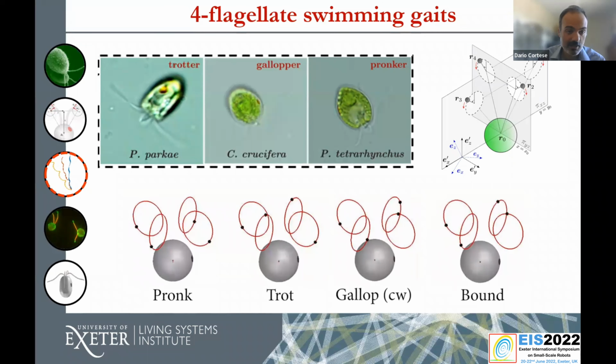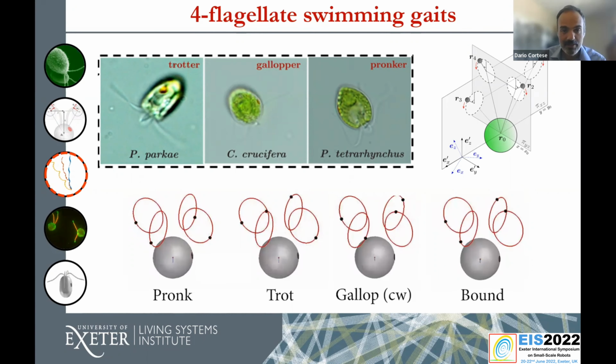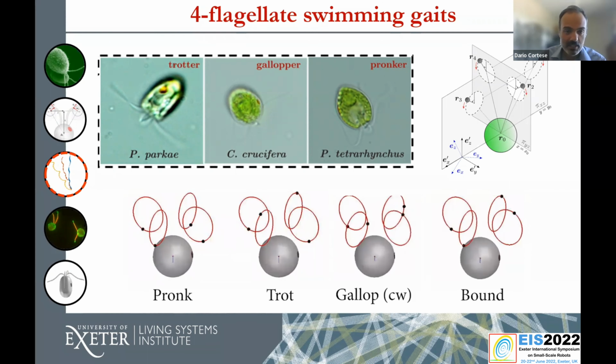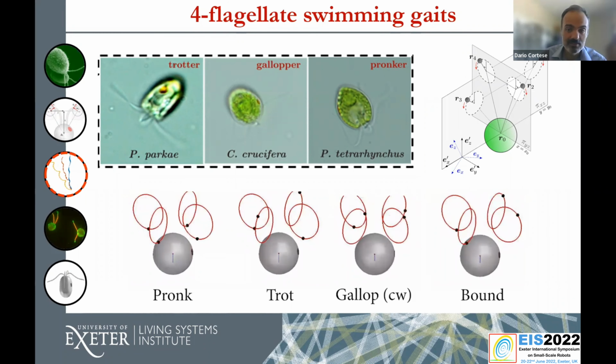So in terms of our model, that's here been extended to 4 flagella, we can describe the ones that have been observed in experiments, which are the pronk, the trot, with opposite pairs of flagella in antiphase, the gallop, where the phase difference between adjacent flagella is constant and equal to pi/2, and then the bound one, where pairs of adjacent flagella beat in antiphase. So these 4 have been observed, and each of the organisms that have been studied experimentally seem to prefer one gait, and sometimes, occasionally, can show a transition between 2 gaits.